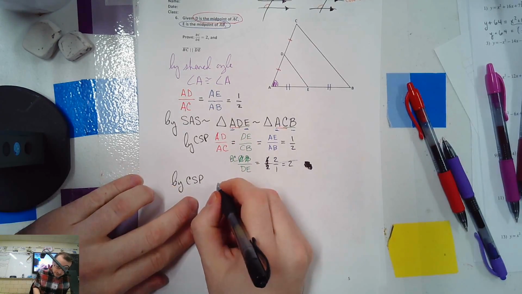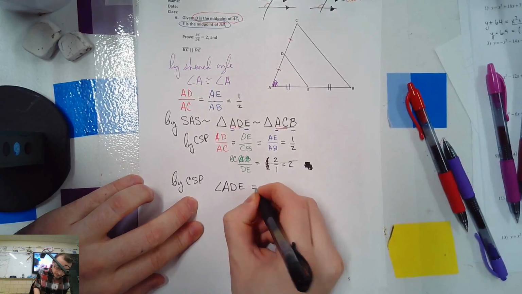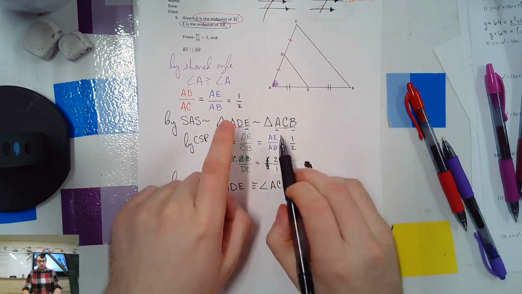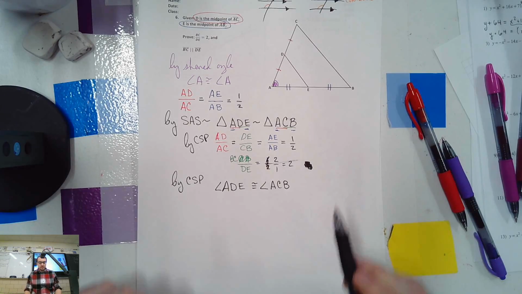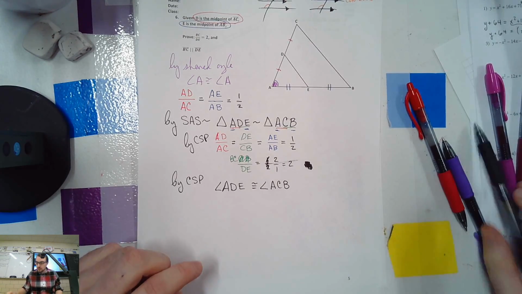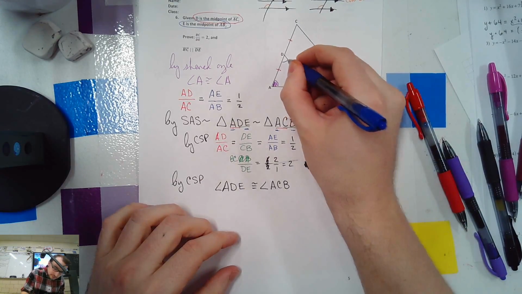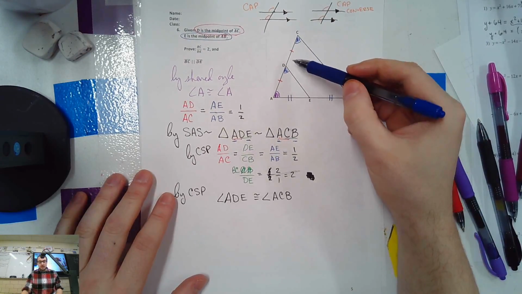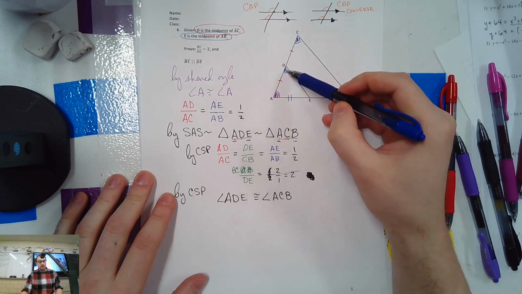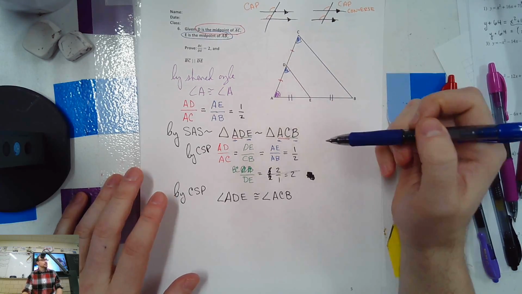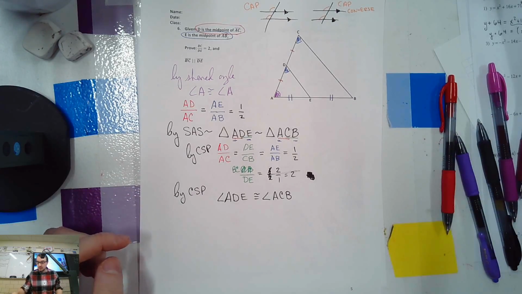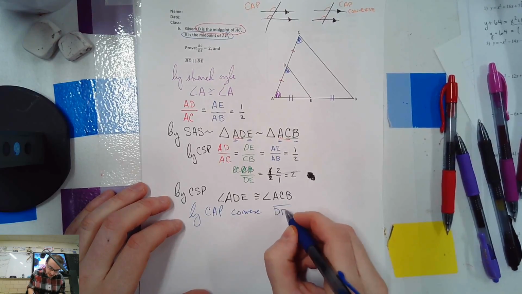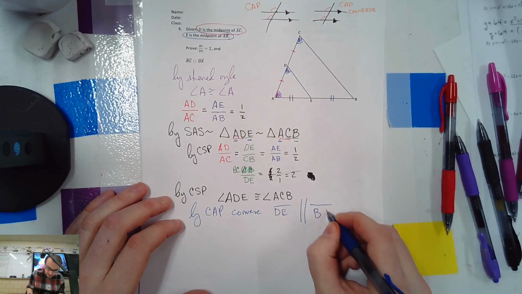So by CSP, I'm going to write that angle ADE must be congruent to angle ACB, because they're both first, second, third. It's very convenient when they're in one after the other order. Okay, and then by CAP converse, those two are the same. I'm going to mark those. That's this guy and this guy. And then do I have two lines cut by a transversal where the corresponding angles are congruent? Yep, then the lines must be parallel. So by CAP converse, line DE is parallel to segment BC.